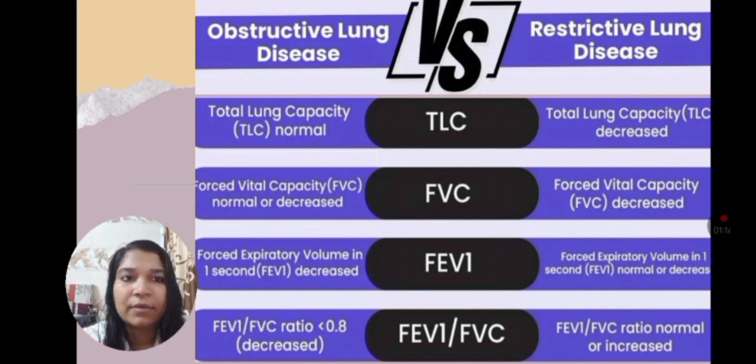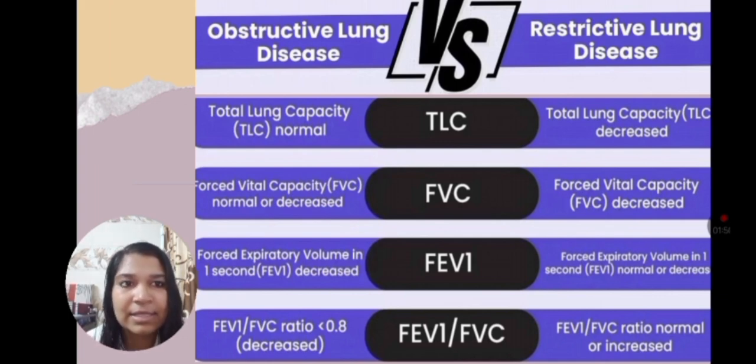Third is the forced expiratory volume in 1 second. It is the volume of air which can be expired forcefully in a given time, here 1 second. It is decreased in obstructive lung disease because some air is trapped, so there is less exhalation. In restrictive lung disease, the forced expiratory volume in 1 second is normal or decreased because there is a low lung volume.